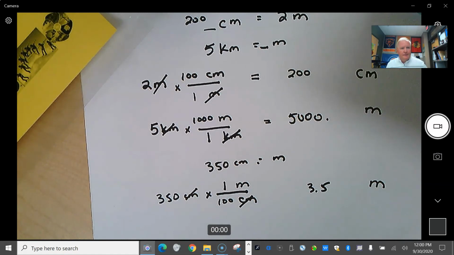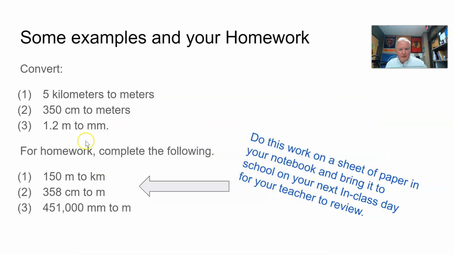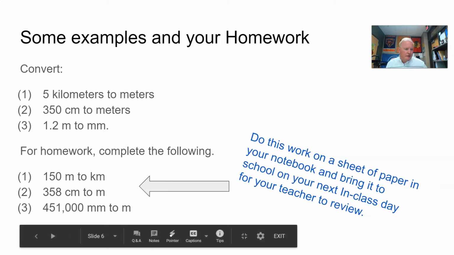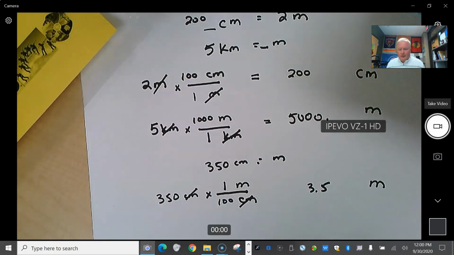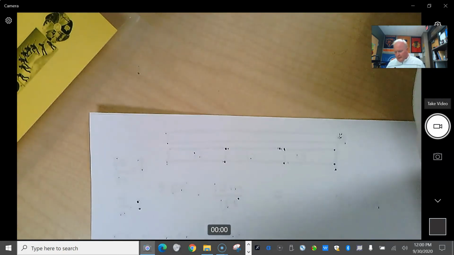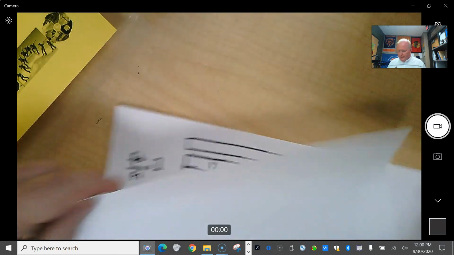All right, last one, and then I'm just going to leave you guys with 3 to do for homework. So the last one they do is 1.2 meters to millimeters. How do we do that conversion? And so here it is. I'm going to get a new sheet of paper for us. Hopefully one without a lot of dots on it.